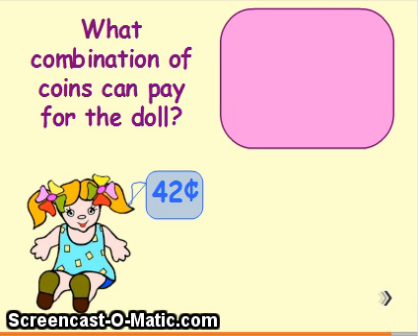Next, we're going to go to the store and buy a doll. What combination of coins can we pay for the doll? The doll is 42 cents. Use your paper to work through this problem. If you have to draw it out, it's okay.